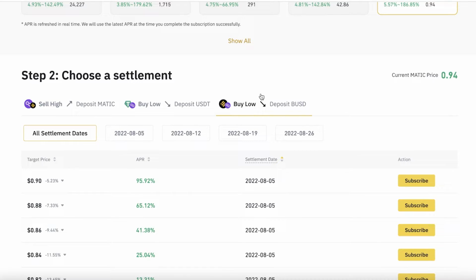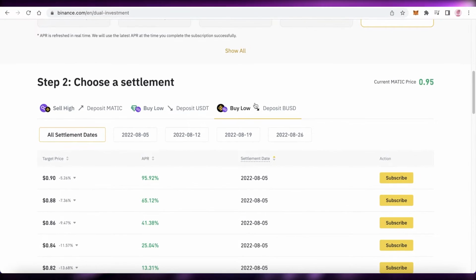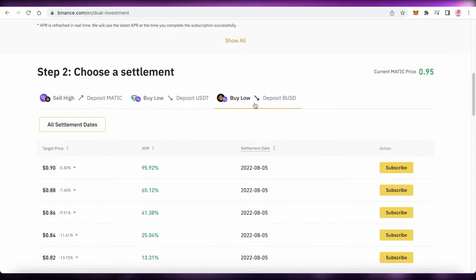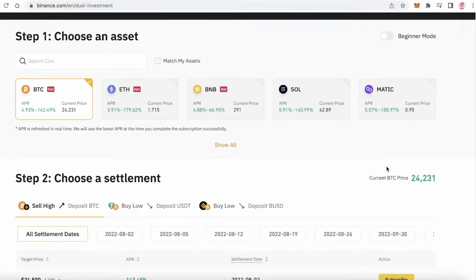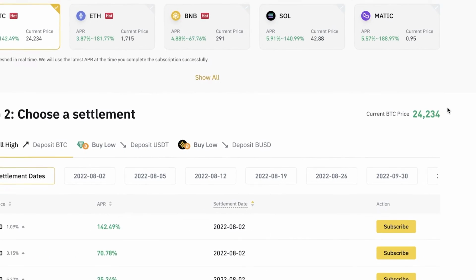Essentially you are giving someone the option to buy Bitcoin from you at a price in the future, and that is the settlement date. Now you may not want to sell your BTC, and that is basically the risk of this. As you can see, this is the current plan and the price of Bitcoin is, let's say, 24,000, and maybe the price goes up by a lot, then you're not going to want to sell it. So that is one thing to keep in mind.